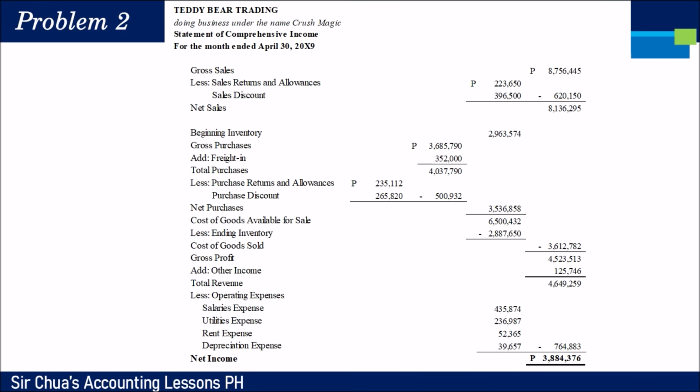3,884,376. Kaya po siya tinawag na multi-step income statement kasi ang dami niyang subsections, ang dami niyang columns. Kaya siya tinawag na multiple step income statement. Ngayon, pwede naman natin siyang i-transform into a single step na income statement para mas madaling tignan. Okay? So, we will now be reviewing how to prepare the function of expense method and nature of expense method.